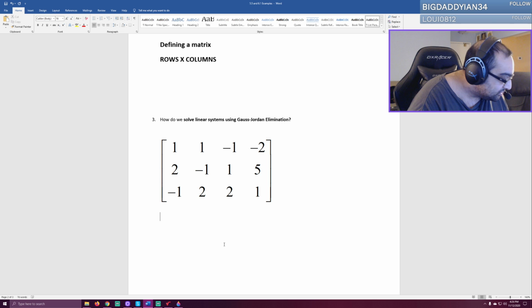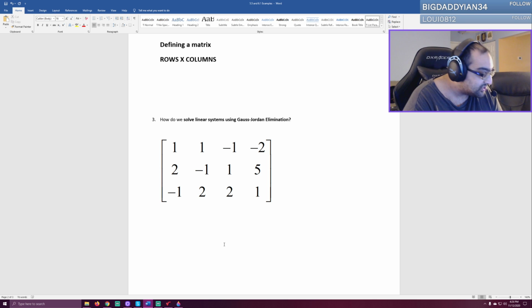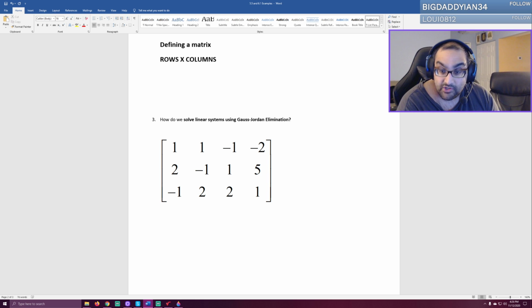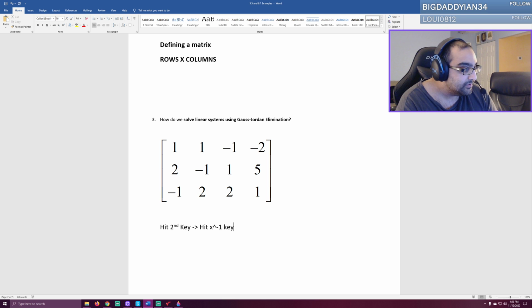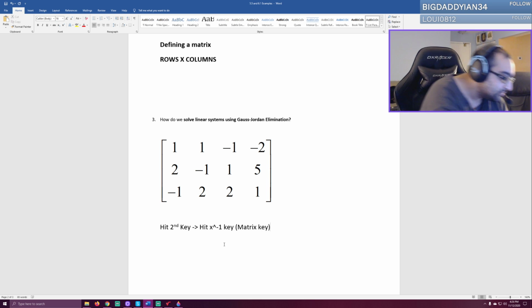All right. So the first thing that we have to do is go to the matrix submenu. To get there, I'm using the TI-84 for this. We're going to hit the second key, and then the x to the -1 key, which we'll hereby call the matrix key. When you hit second and x to the -1, that will take us to our matrix submenu, just like so.